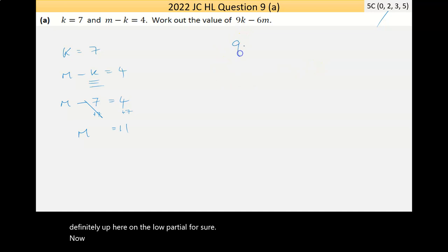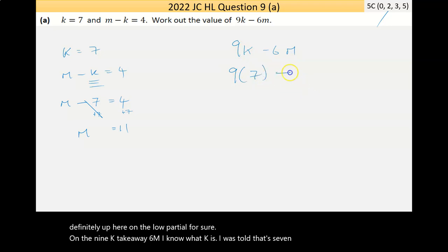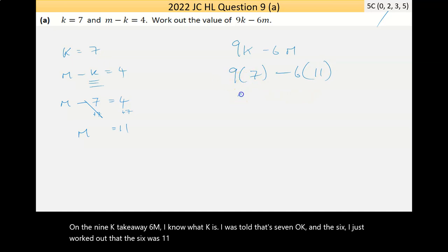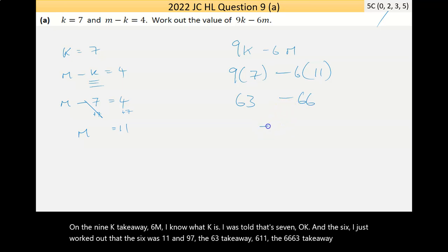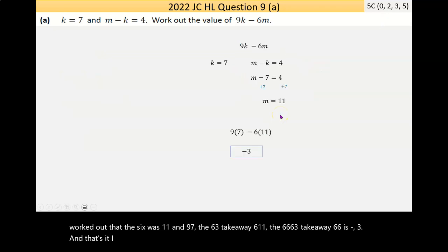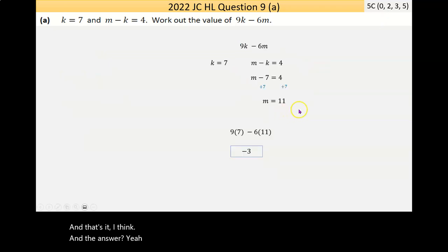Now on the 9k take away 6m, well, look, I know what k is. I was told that's 7. And the m, I just worked out that it was 11. Now, 9 sevens is 63. Take away 6 elevens is 66. 63 take away 66 is negative 3. And that's it, I think. And that's the answer.